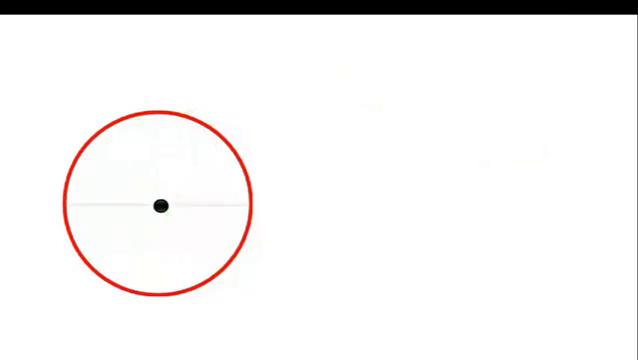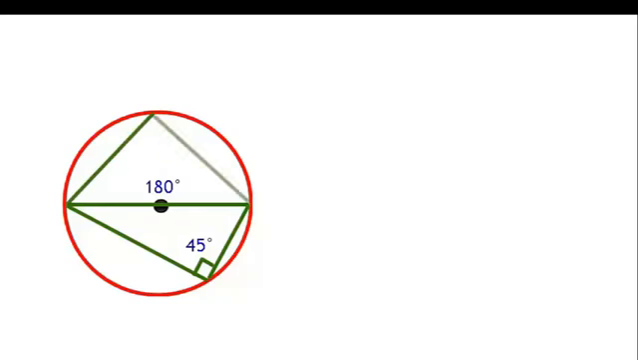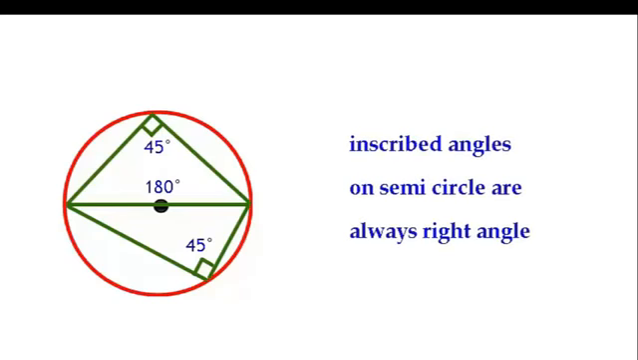Now, what if you have a circle and the arc that you are thinking about is actually a semicircle? Then draw an inscribed angle on that. Because a semicircle is 180 degrees, this inscribed angle has to be a right angle. So in general, inscribed angles in a semicircle are always right angles.